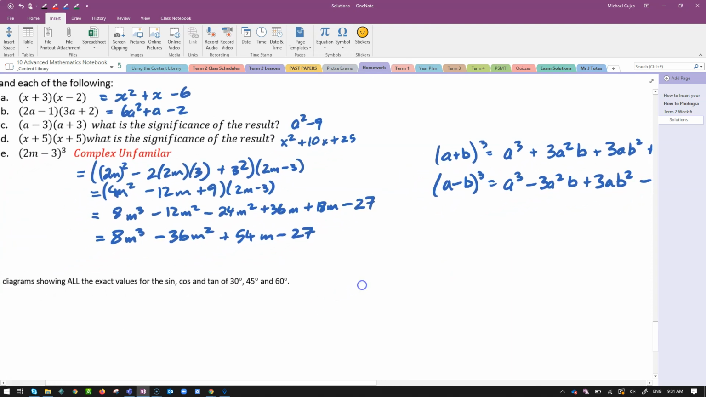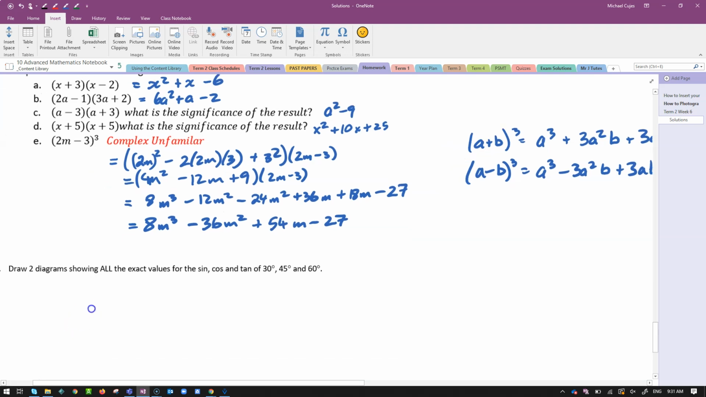How do I follow that rule? 2m all cubed, that would give me 8m cubed. 3 times 2m squared would be 3 times 4 is 12m squared, times negative 3, negative 36m squared. You can see we get the same answer.